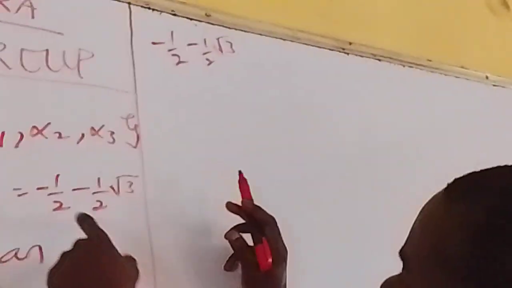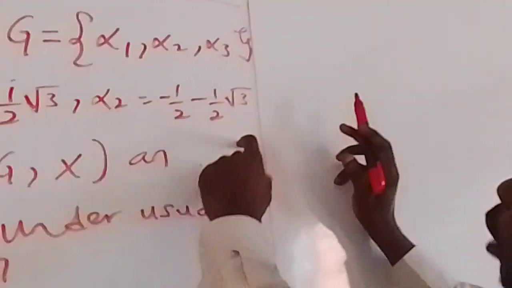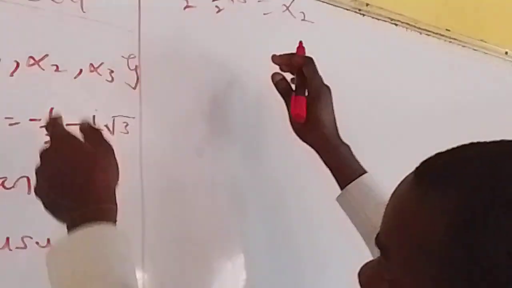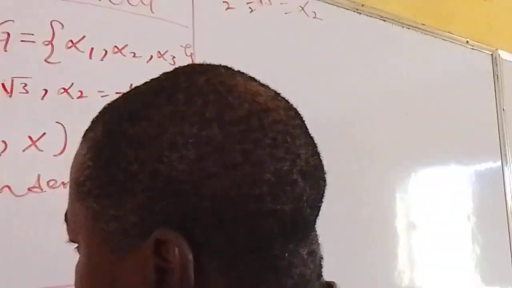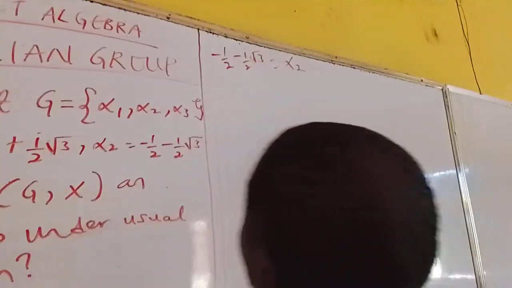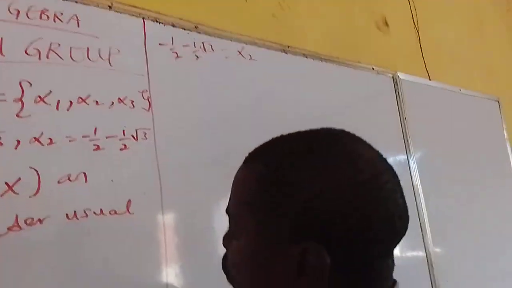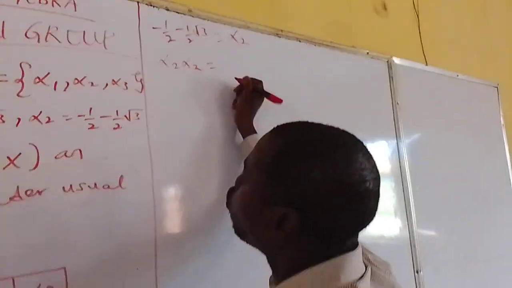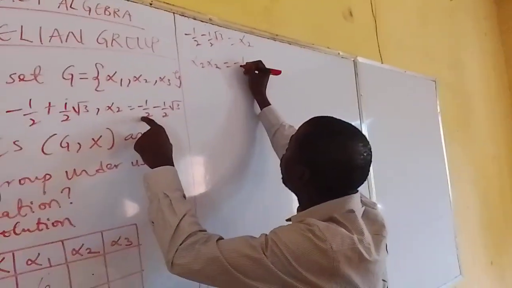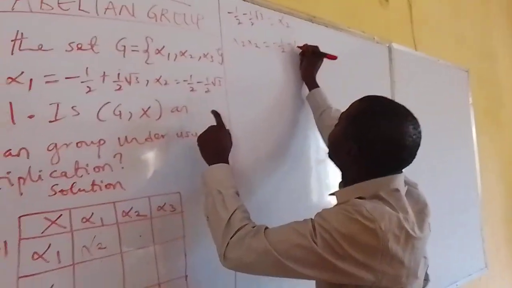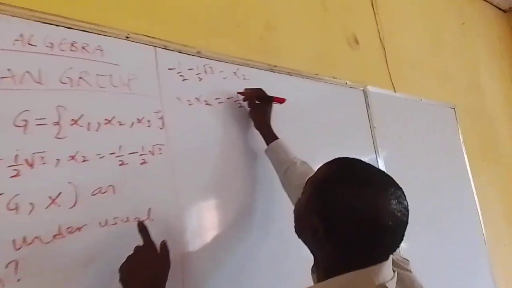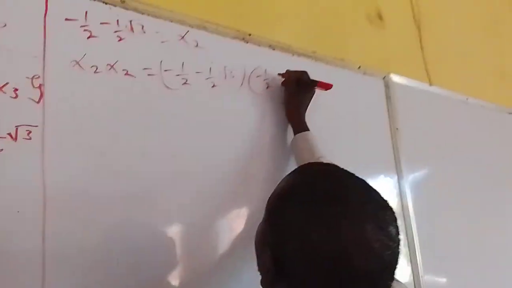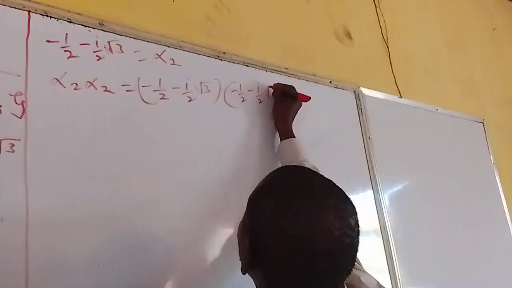So check the result here. Minus half minus I over 2 root 3, which gives us alpha 2, because this result is the same as what is in alpha. So alpha 1 is alpha 2. So let's find alpha 2 as well. Alpha 2 is equal to minus 1 over 2 minus I over 2 root 3. So they are the same. Then alpha 2, the same thing, minus half minus I over 2 root 3.